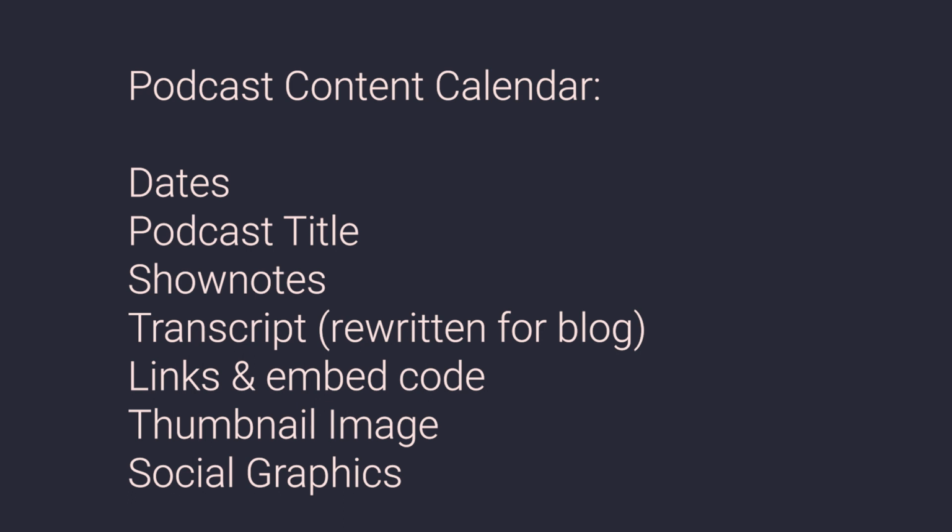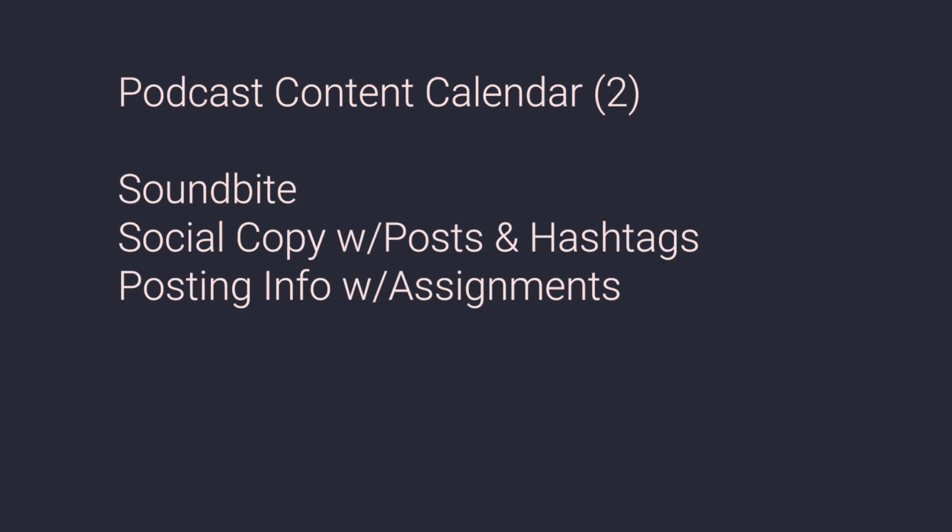Links and embed code. That embed code is going to be going on your blog probably. A thumbnail image. Every podcast episode should have its own thumbnail. Social graphics. What are you using on social media to promote your podcast? Those need to be created and part of the content plan for each episode. A soundbite. You may be able to create a graphic version of this in your podcast hosting software. Either way, it's a really powerful way to give people tidbits of what that episode is about.